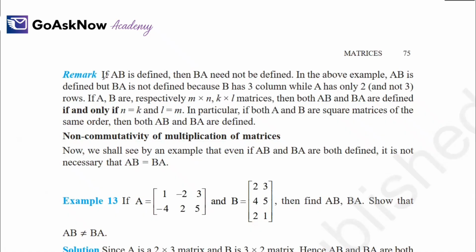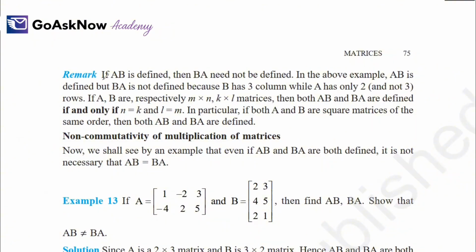Non-commutativity, commutativity of multiplication of matrices. So we will see whether the multiplication of matrices is commutative or not. It is already written here that they are non-commutative. Why? Because AB does not imply that BA is equal to AB. It means that AB is not equal to BA.